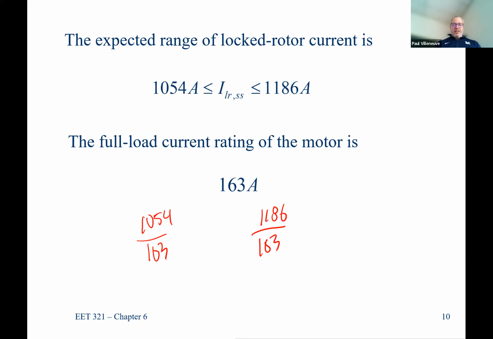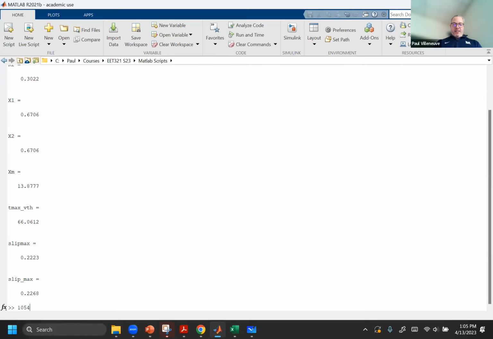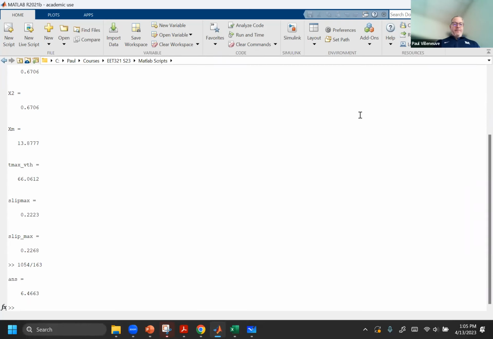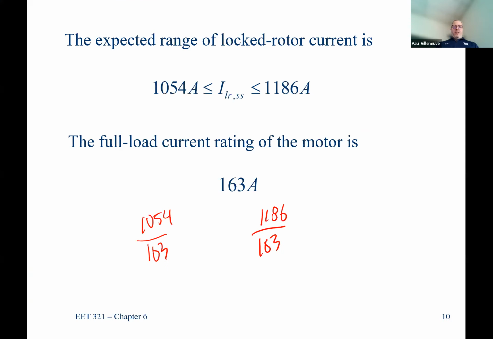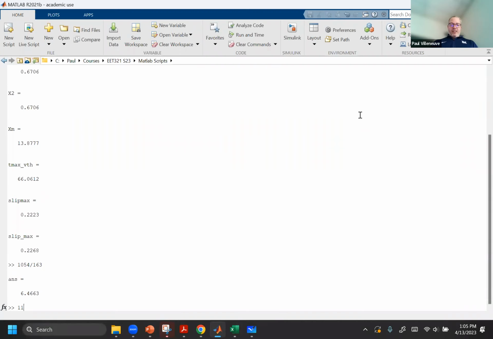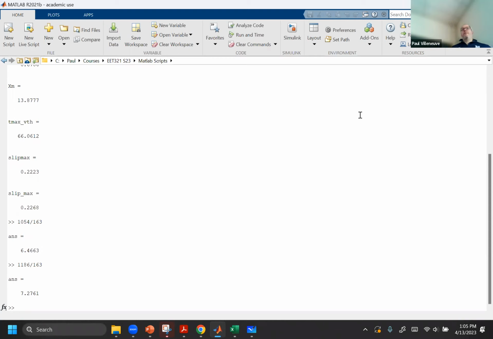So let's see, we have 1054 divided by 163. So 6.5 times, or 650% of the normal full load current, or 1186 divided by 163, 728% of the normal full load current is what this thing draws.